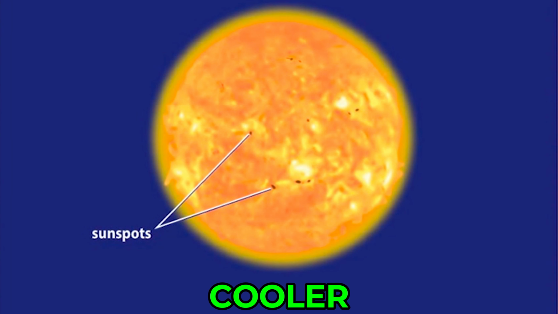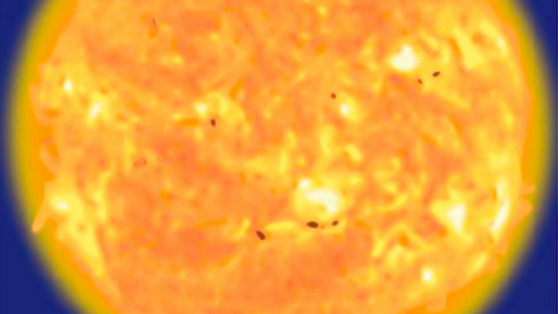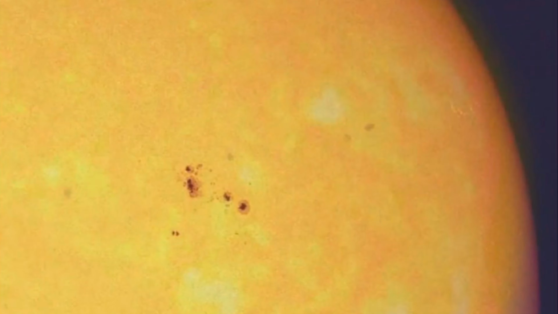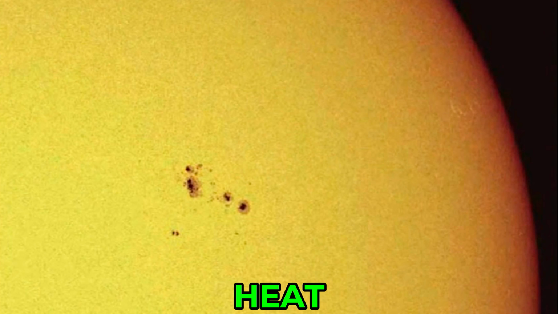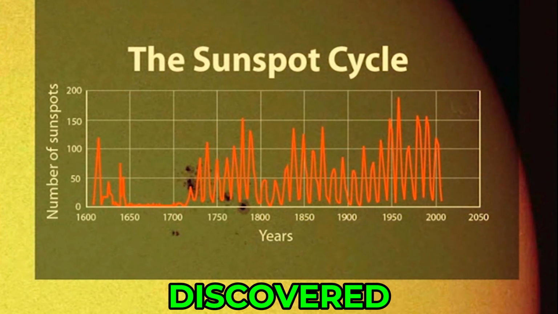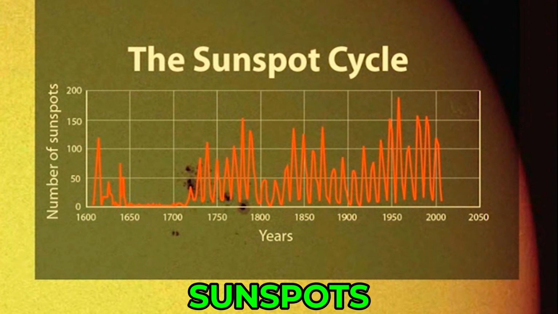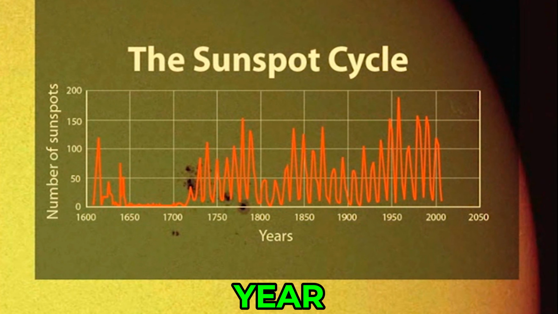Sunspots are cooler, darker areas of gas on the Sun's surface. Cooler gases emit less light than hotter gases. These areas are caused by the Sun's magnetic field affecting the convection heat. Scientists have discovered that the number of sunspots varies over an 11-year cycle.